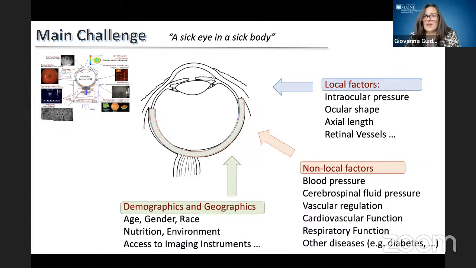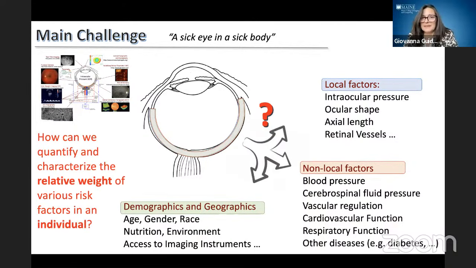So the question is, when we then measure something in the eye, how do we know whether changes that we may see are due to factors that are local to the eye, factors that are systemic or non-local to the eye, or factors that depend on the individual? So that is really a mathematical or conceptual translation of the statement that I reported earlier from 2010. So yes, we can measure many things, but how can we know why we see what we see?